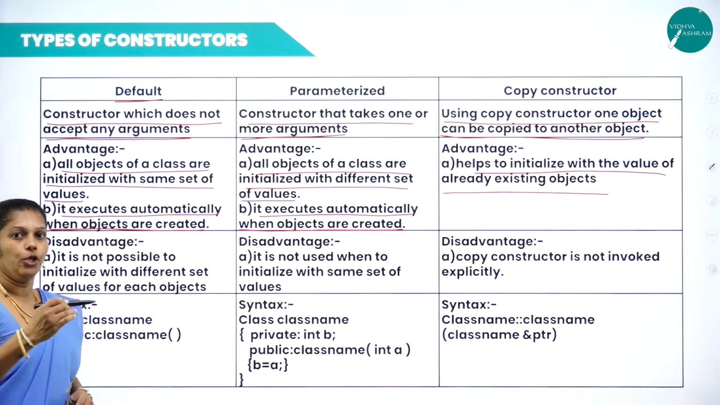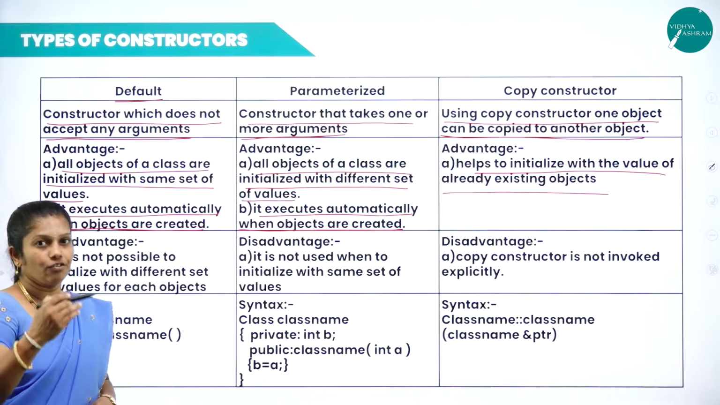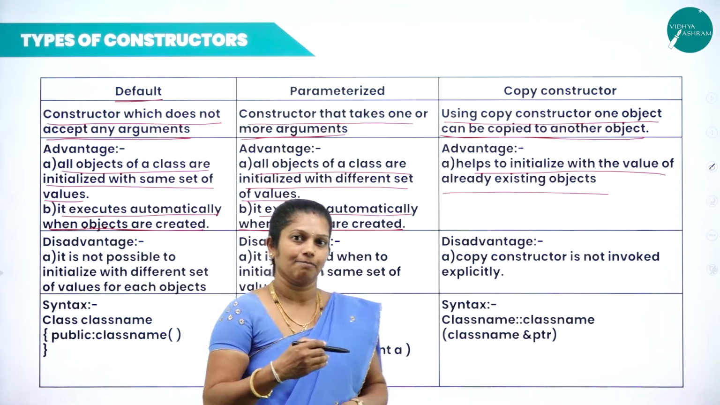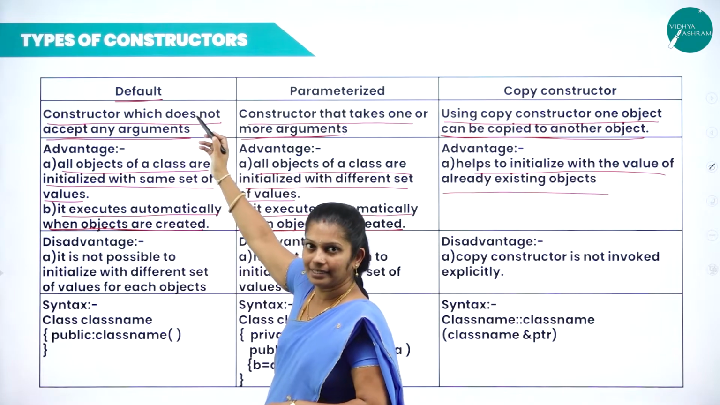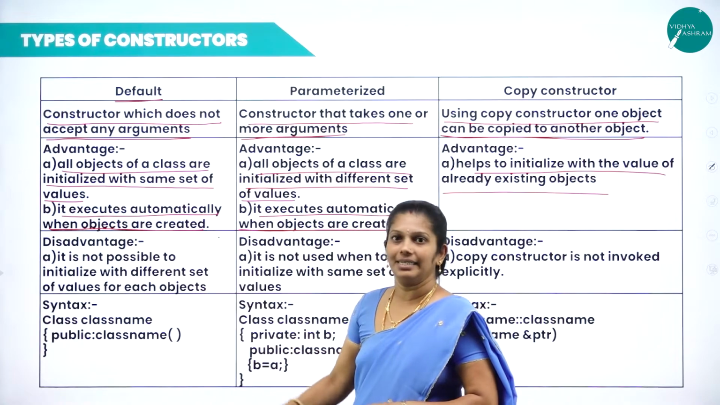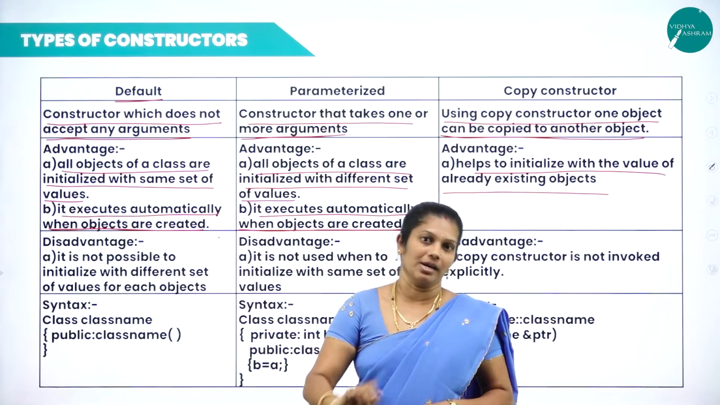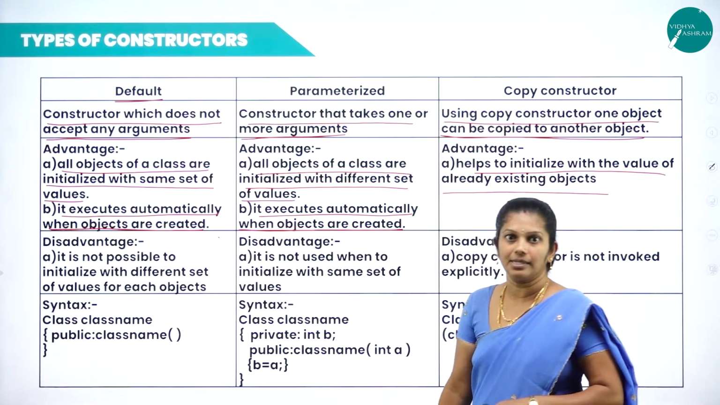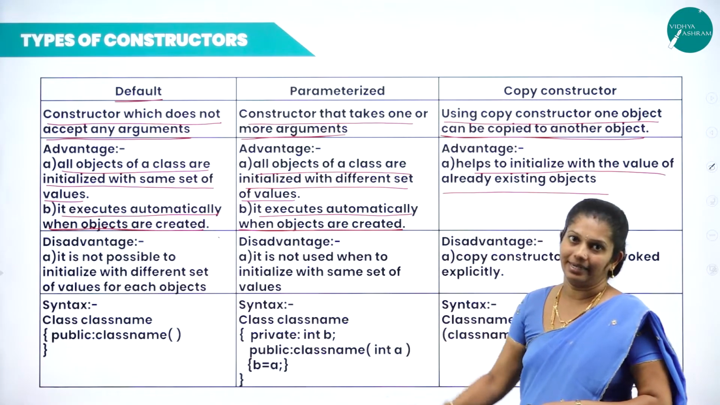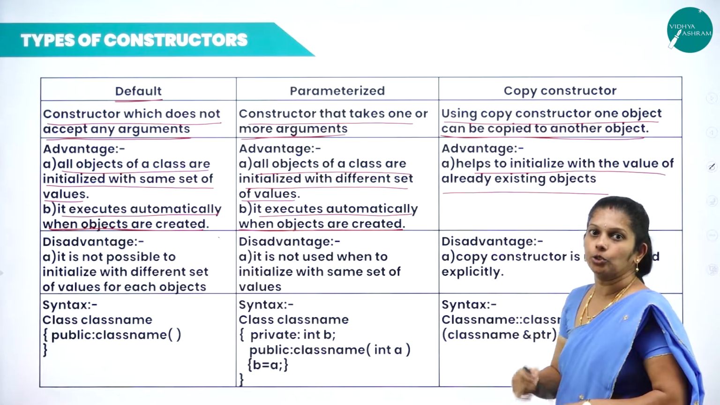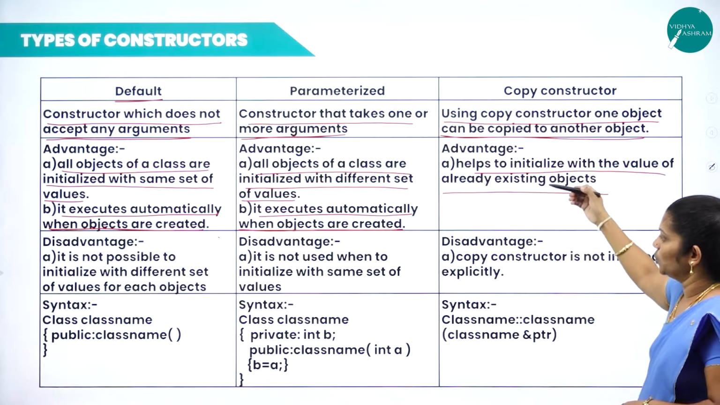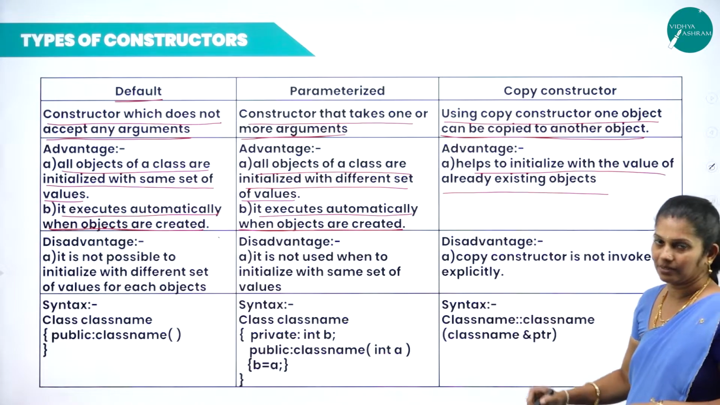Whereas in the exam, you may get the question, what is default constructor? Write the advantages, disadvantages with syntax. Then you have to write the default constructor definition, advantages, disadvantages, then syntax. If you write, then you will get 5 marks. In the same way for parameterized constructor also, definition, advantage, disadvantage and syntax. For copy constructor also in the same way they will ask. Write the definition of copy constructor, their advantage, disadvantage and syntax.